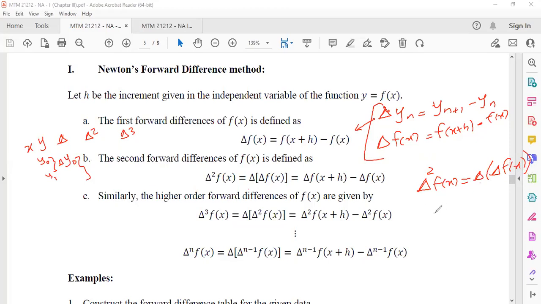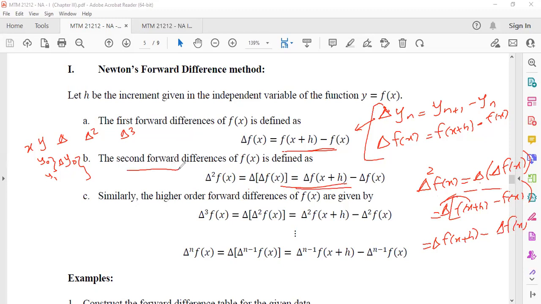So we know what delta f(x) is. Delta f(x) is already there, so we are substituting it here: f(x plus h) minus f(x). Then we remove the bracket, so we have to apply delta here and here: delta f(x plus h) minus delta f(x). That's how they derived this one. So this is our second forward difference, and this is our first one.